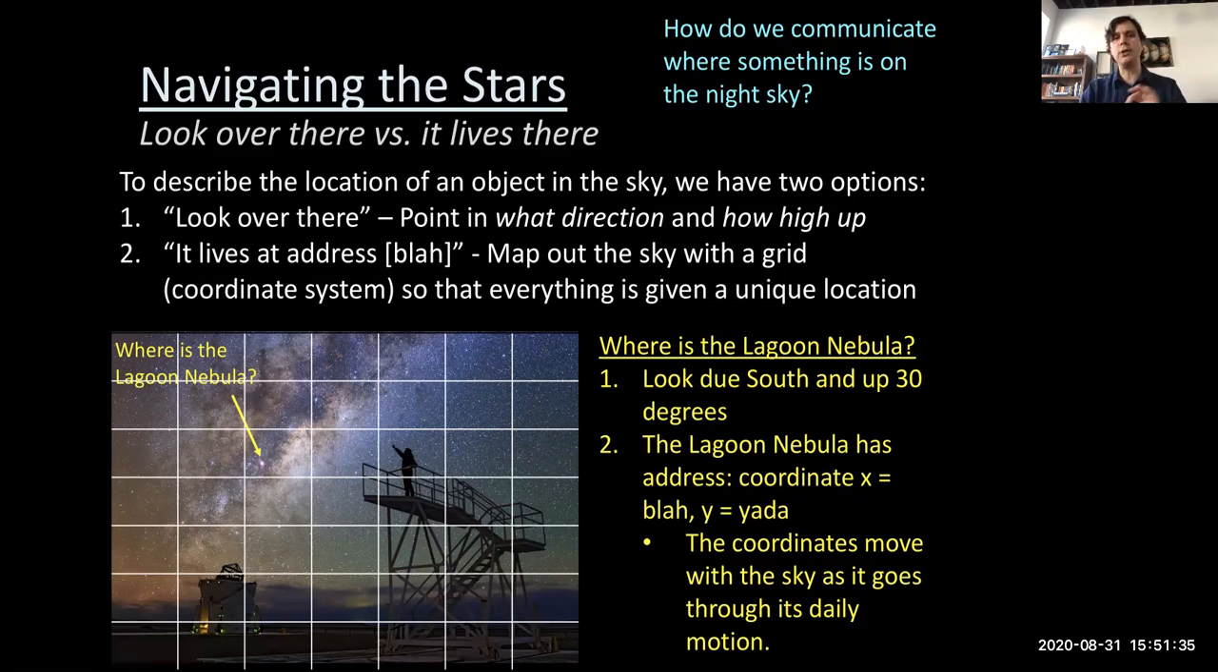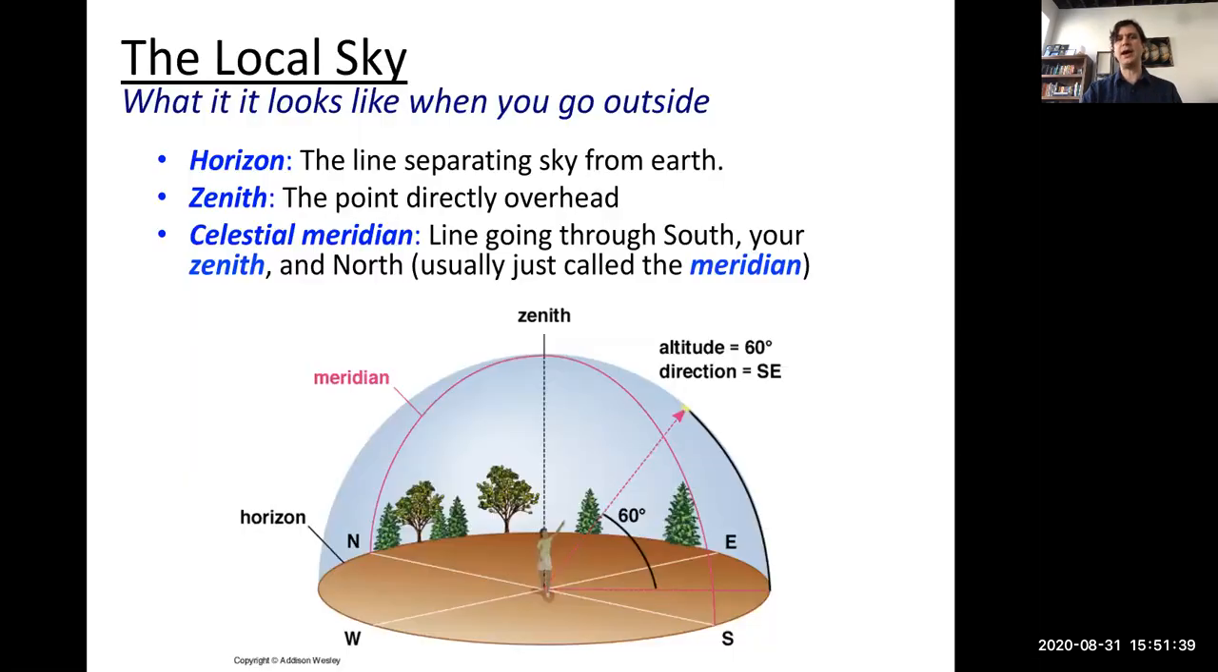Let's focus on our local sky, the easier one, the look over there. What direction and how high up? This is really how we communicate in the local sky. If I'm doing astrophotography, this is the coordinate system that I'm going to use. This is, if I'm going outside and looking at the sky, this is what we live and experience from here on Earth. So it's easier.